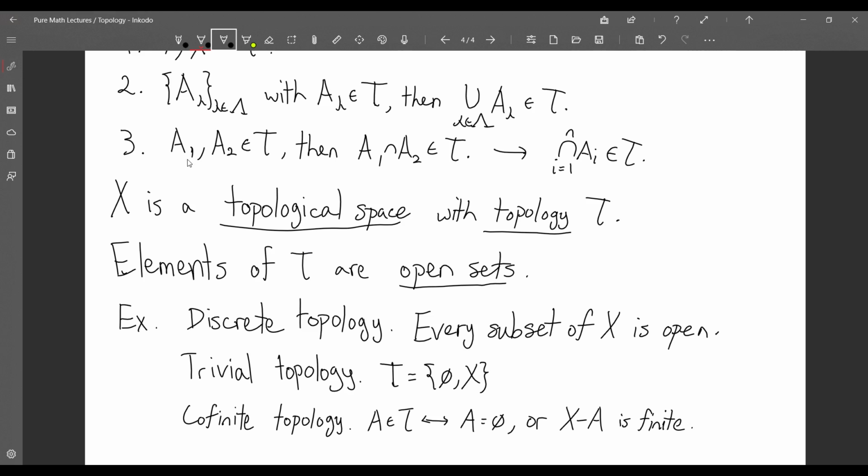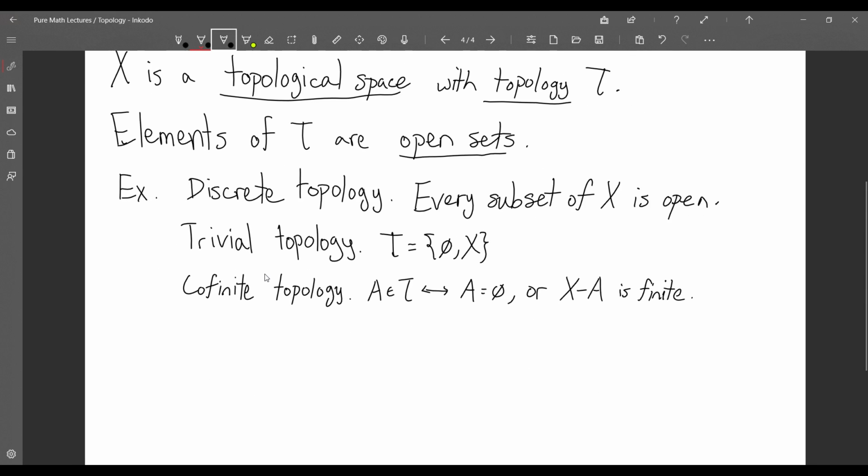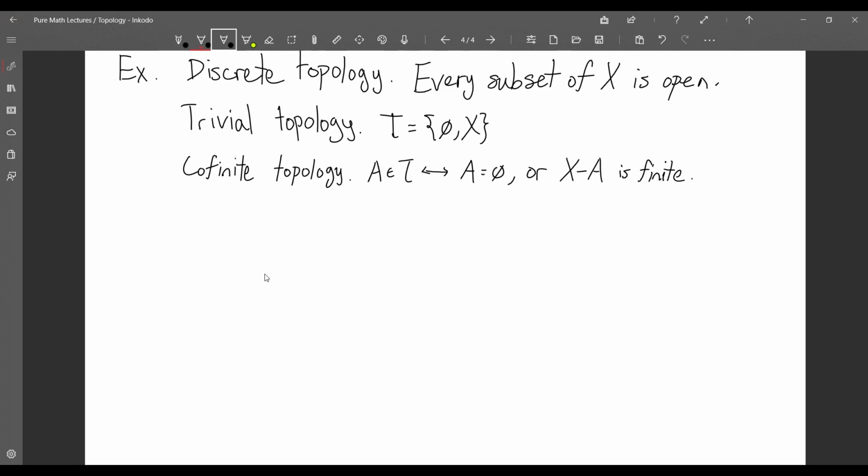And then similarly here, this intersection, if I take the complement of this intersection, I'm going to get the union of the two complements, and the union of two finite sets is going to be finite. We can't say the same about a union of infinitely many finite sets. That may be infinite, but certainly the union of two finite sets is finite. So this does, in fact, define a topology.